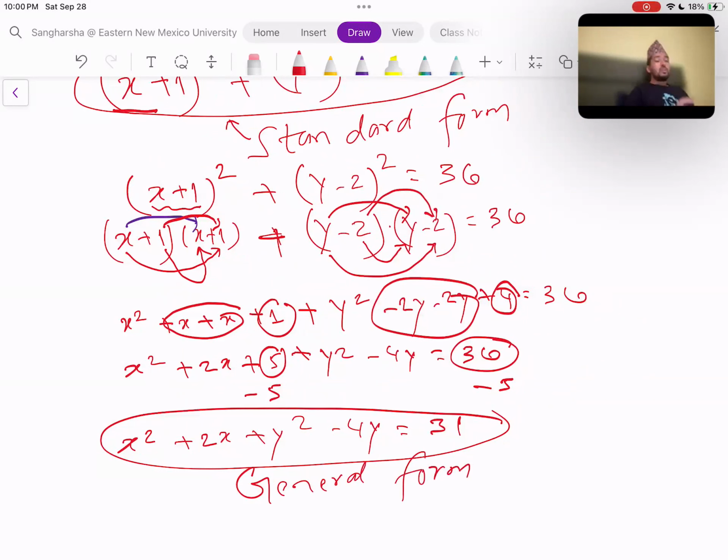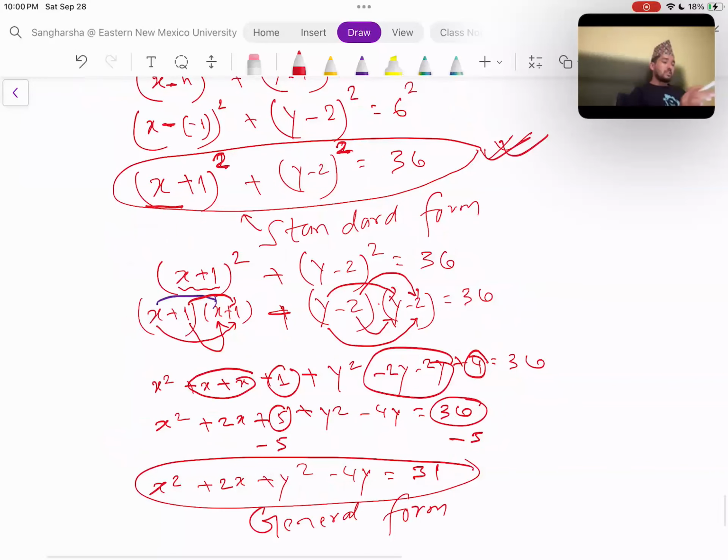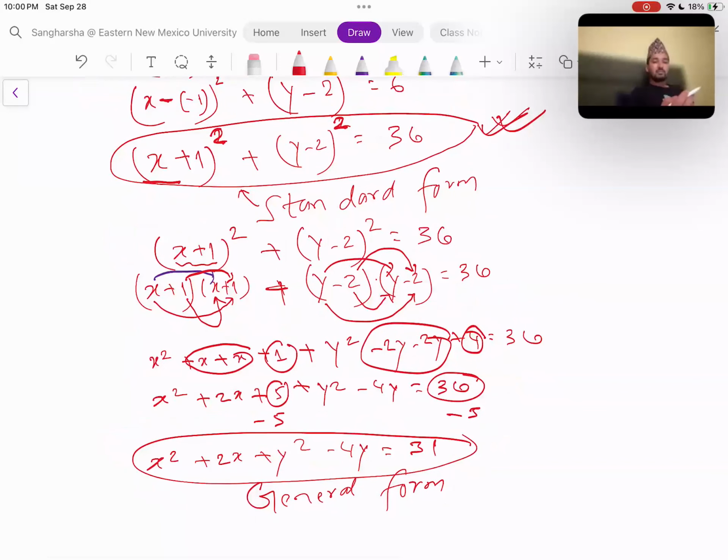You will be asked to write the standard form as well as the general form on your exam too, so make sure to read the instructions. I have tried to bold the keywords, so make sure you read the instructions. If you write your equation in this form, this is the standard form. If you simplify the standard form, you get the general form. Now, does any one of you have a question here?